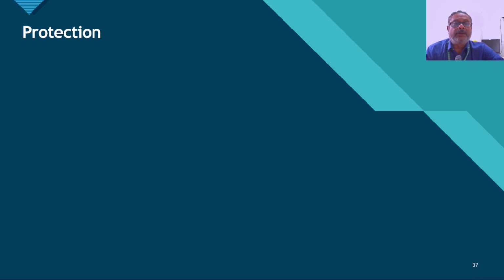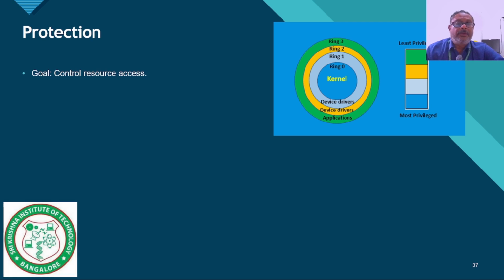Now let us look at how the operating system protects the overall health of the system, and secures our applications and all that. The goal of this protection is to control resource access and to ensure that not every user is allowed to work with any resource. The resources are given privileges, and only the appropriate users, applications, application interfaces or system calls will be allowed to work with a highly privileged system.